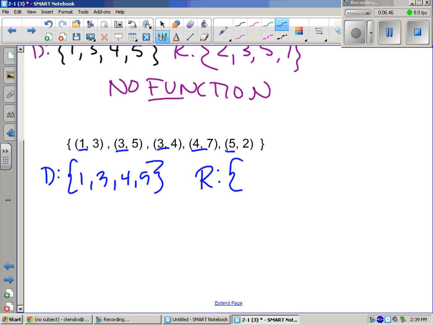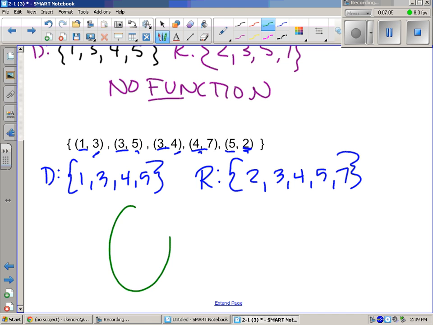Okay, now my range values, those are my y's. Trying to go in numerical order. Here I've got a 2, 3, 4, 5, and a 7, I think. There we go. 2, 3, 4, 5, and 7. Now, Mrs. Kendra was able to just look at that list and determine whether or not it was a function, and some of you might not be able to do it just by looking. So here's another option for you.